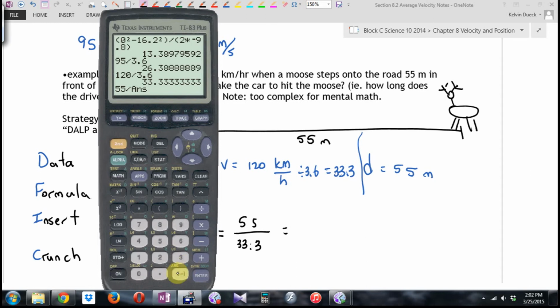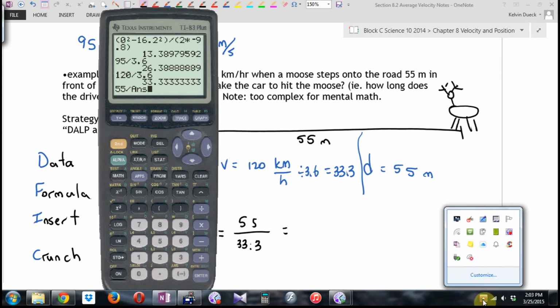Most of you, your answer button is going to be somewhere in the bottom row. It may be shift negative. It may be shift equals. If you can't find it, now is the time to ask me. I'll pause the video.